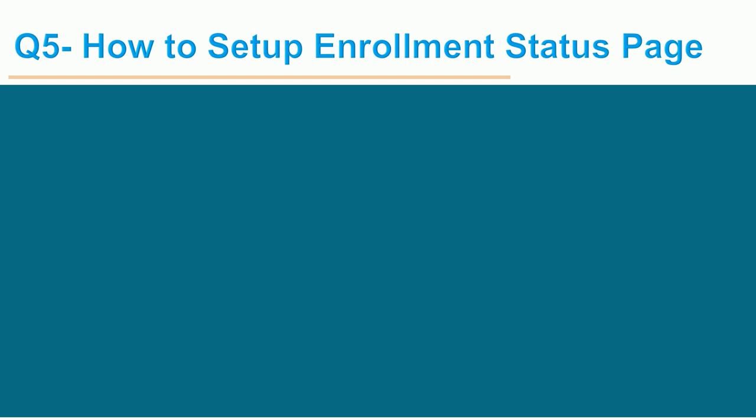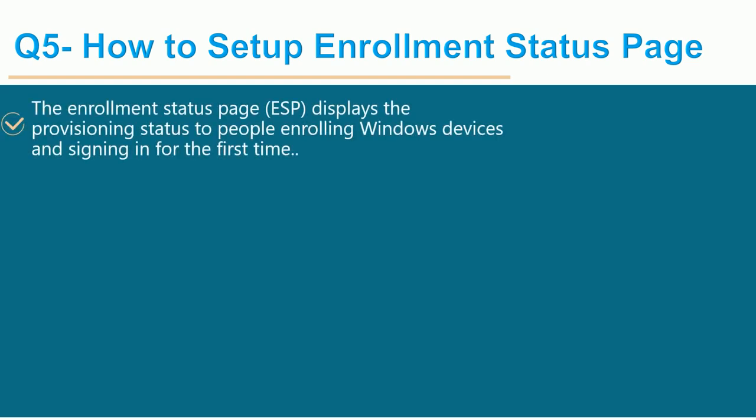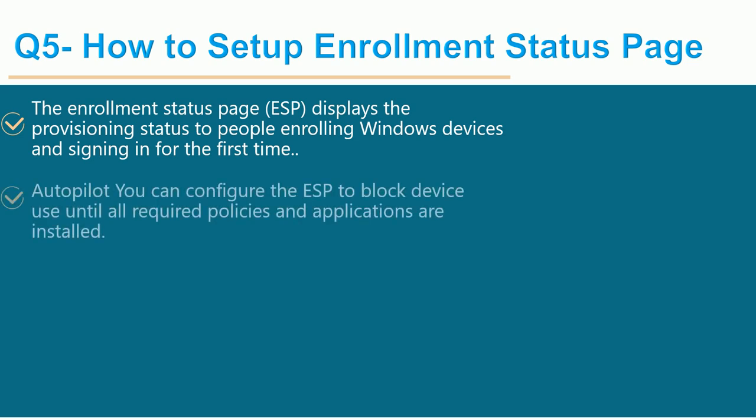Now, the next question is how to set up the enrollment status page. It's very simple and it's a one-time job in your Intune, so again and again there is no need to configure your ESP page. What exactly does the ESP page do? The enrollment status page displays the provisioning status when an employee enrolls a device and signs in for the first time. So when you get a new device and you are signing in for the first time, you will see the provisioning status, what is going on on your device. That is called the ESP page. Or you can say you get the Autopilot status on your screen. To see that status, the ESP page will help you.